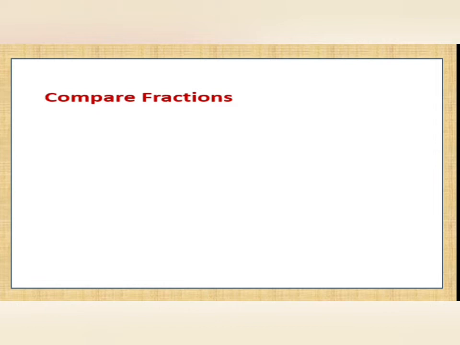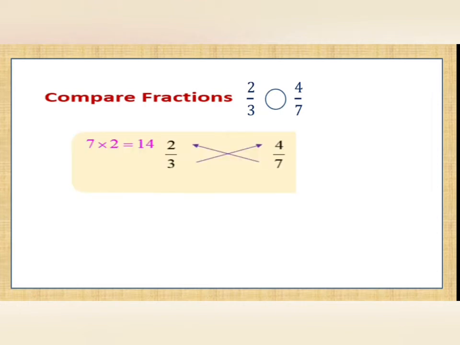Next example, compare 2 by 3 and 4 by 7. Use cross multiplication. First, 7 into 2 is equal to 14. Next, 3 into 4 is equal to 12. Now compare 14 and 12. 14 is greater, so 2 by 3 is the greatest fraction.